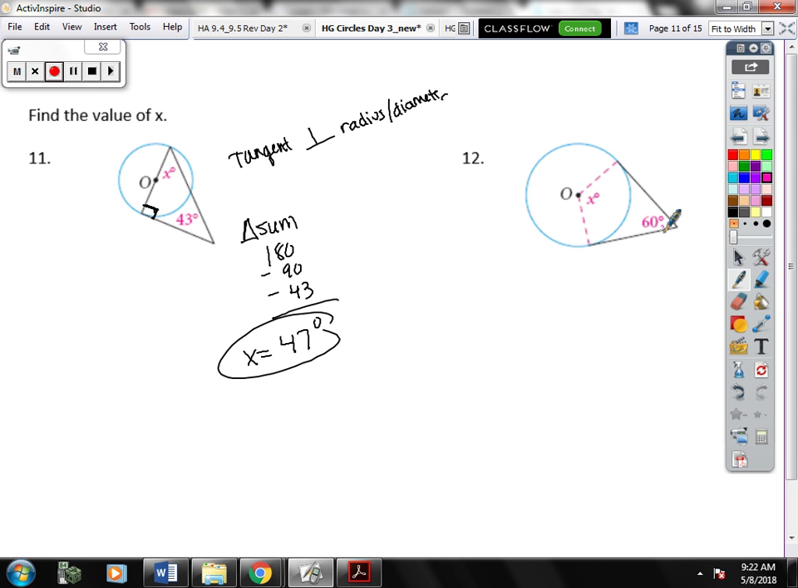Now in this instance, I have two tangents. We have a tangent here, and we have a tangent here. Which means we can put a right angle here and here. Now last time we did triangle sum because it formed a triangle. What shape is this? It kind of looks like a kite, yes. But just in general, 4 sides is a quadrilateral. So we can do quad sum.